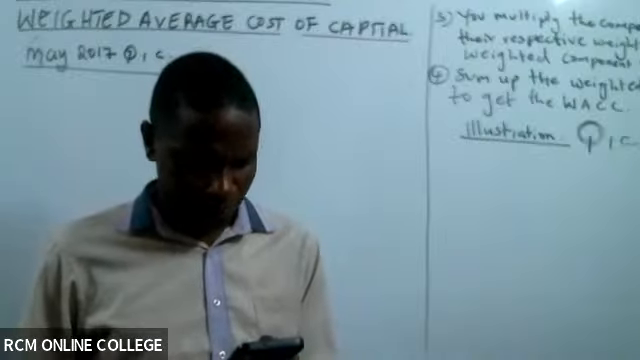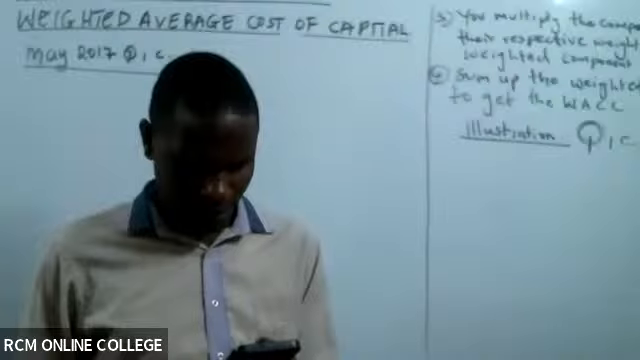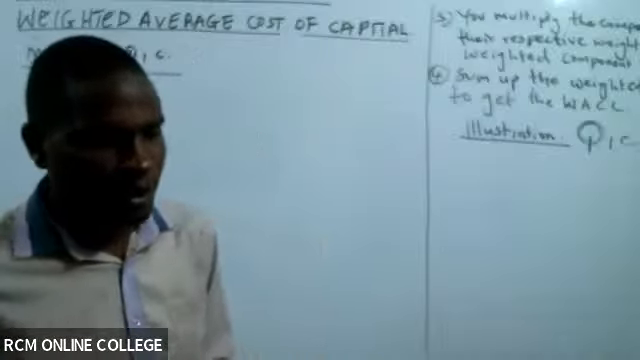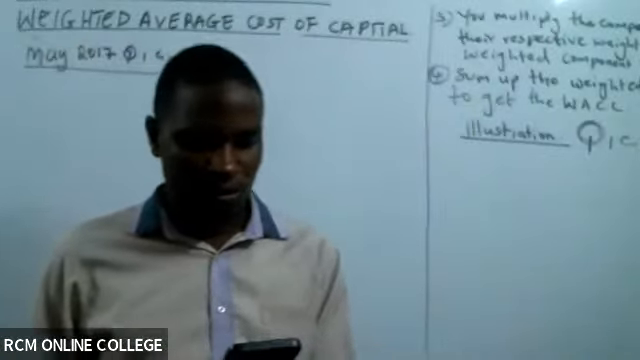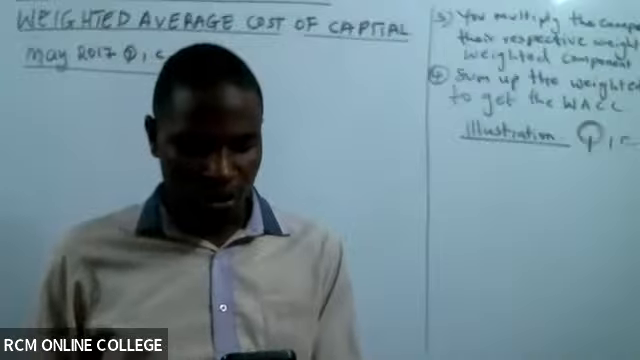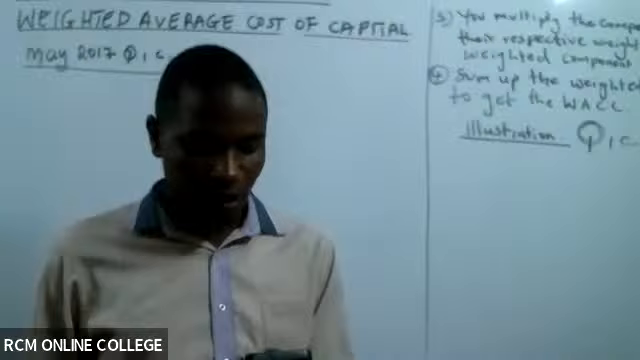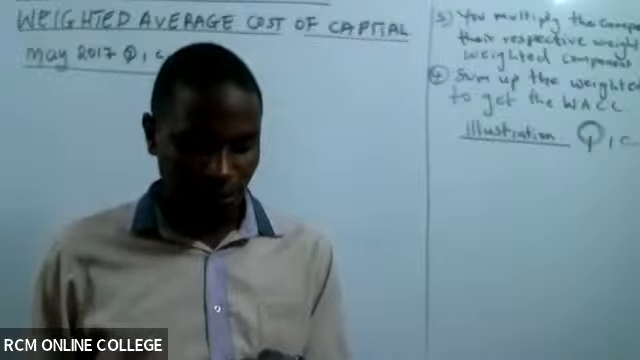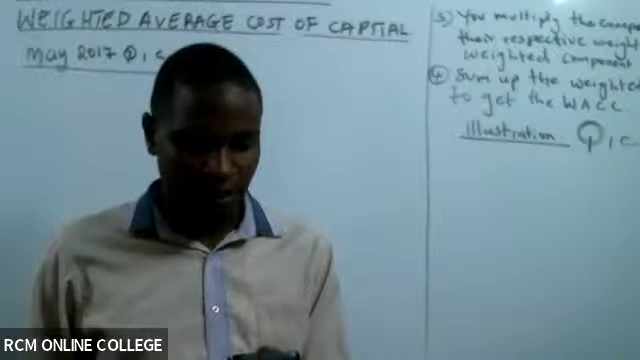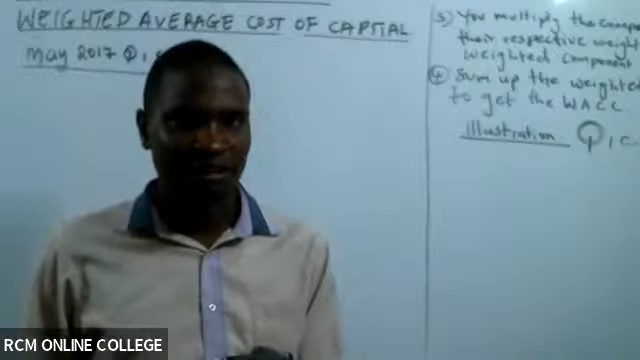Umepatia tax, okay? 30%. Wanataka to compute what? The annual dividend growth rate using Gordon's growth model. Cost of ordinary share capital. Cost of 10% debenture capital. Oh, tuko na debenture, by the way. That's why they have given us tax.